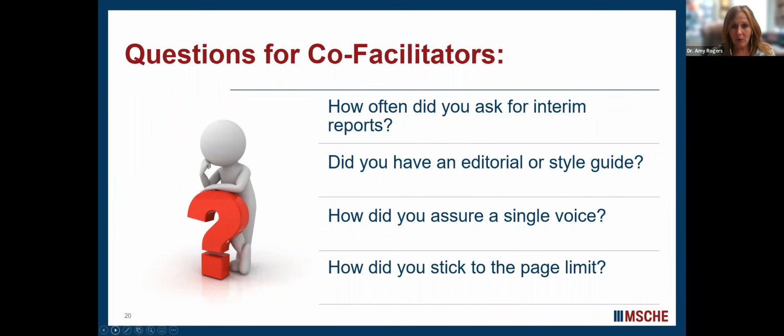But our biggest concern with the one single voice was to make sure that it didn't change the meaning or what the group was trying to represent. And that's so easy to do if he or she felt, oh, we need to change this, that Eileen and I would have to go back through and say, that's not exactly right, changing that little bit right there changes the whole meaning of this section. And sticking to the page limit actually wasn't an issue with us.